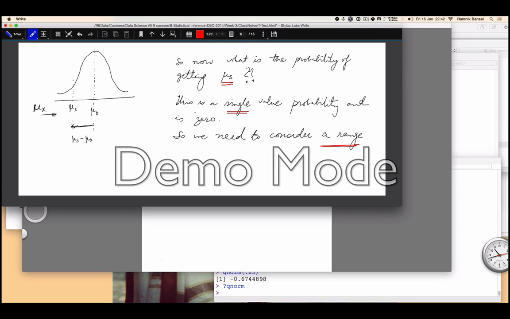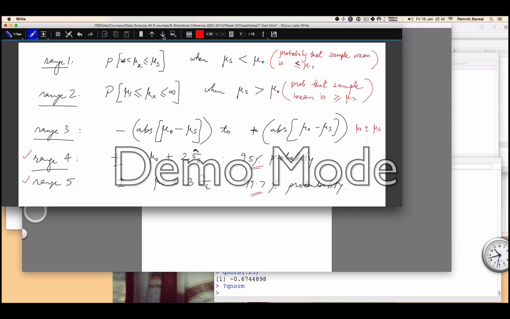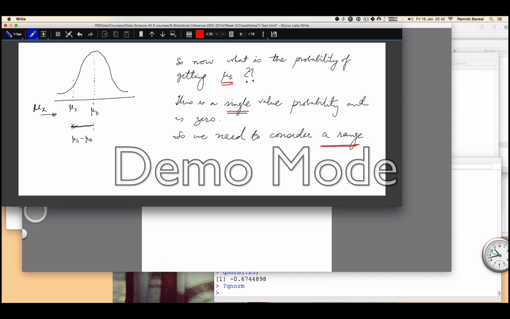So once I've done this, now what is the probability of getting mu S? That's my question here. So this is a single value probability and is 0, right? Probability of getting mu S is what? 0, right? Because it is such an infinitesimally small portion. So we say that we have to consider a range, because that's how it works for PDF. So now let's say I can look at 5 different kinds of ranges. I say my range 1 is what? Probability of minus infinity to mu S. So basically all the way from minus infinity up till this point.